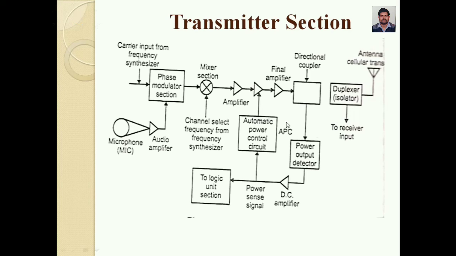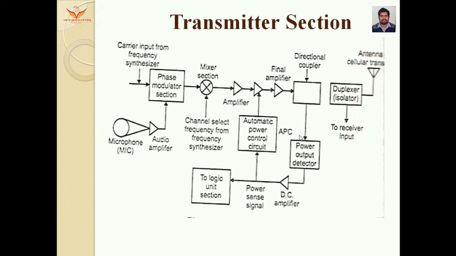Due to this APC, the receiving signal at the cell site becomes adequately strong and interference is reduced with other stations in the same or adjacent cell. The duplexer uses two band pass filters with very sharp frequency response. One filter is used for the transmitter and the other for the receiver. So all these points are about the transmitter section.